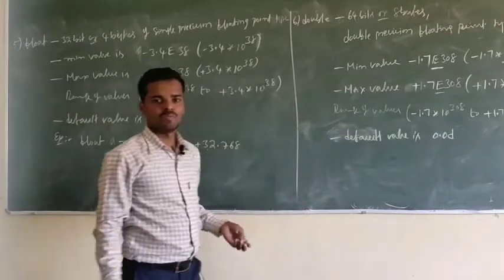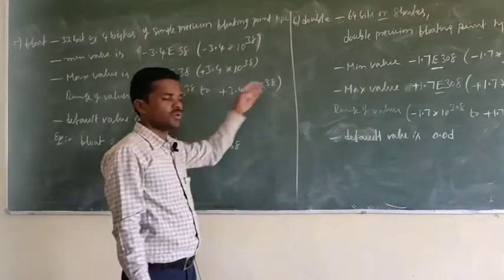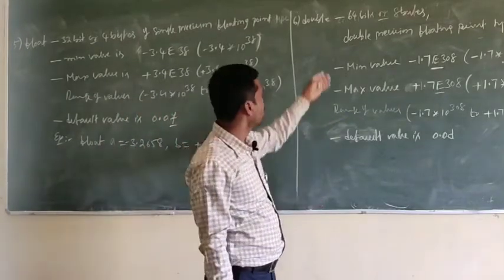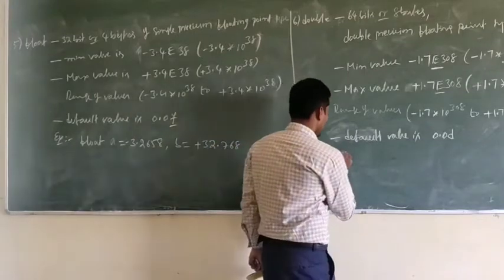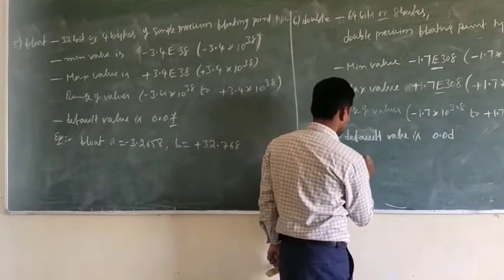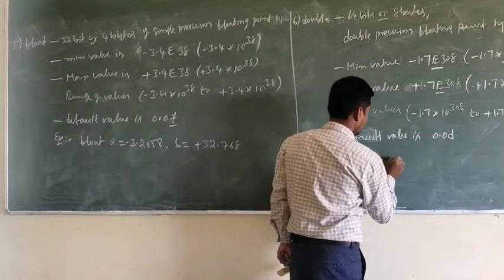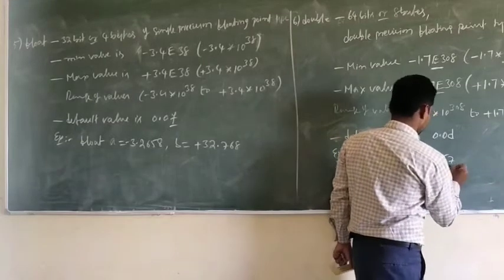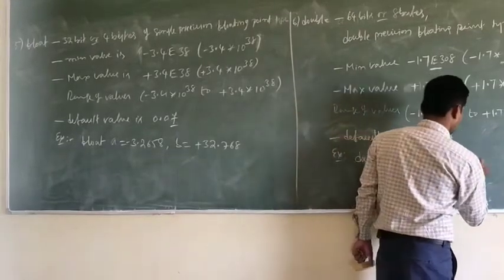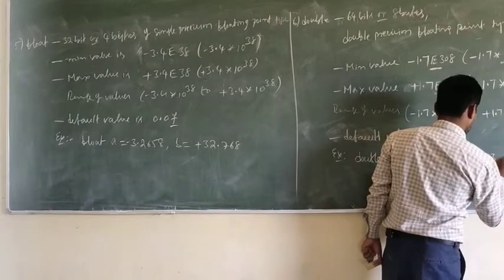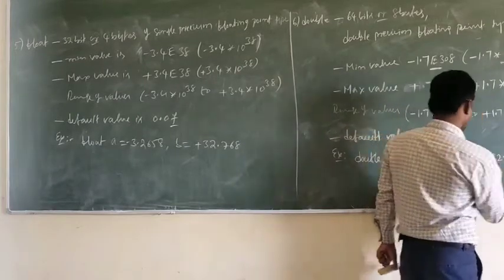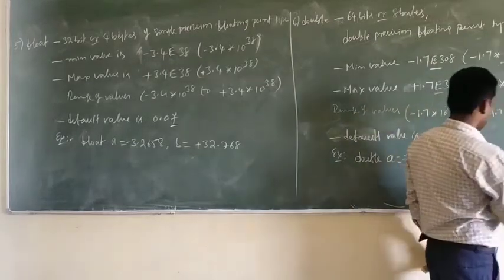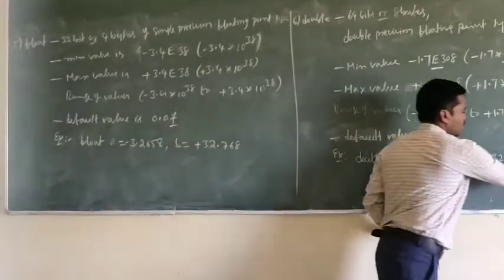Suppose if you want to store the fractional values larger than the float, then we have to choose double. If you want to store the largest values of fraction values, then you have to choose the double. Then an example for double: so like that you can store some largest values of double like this.